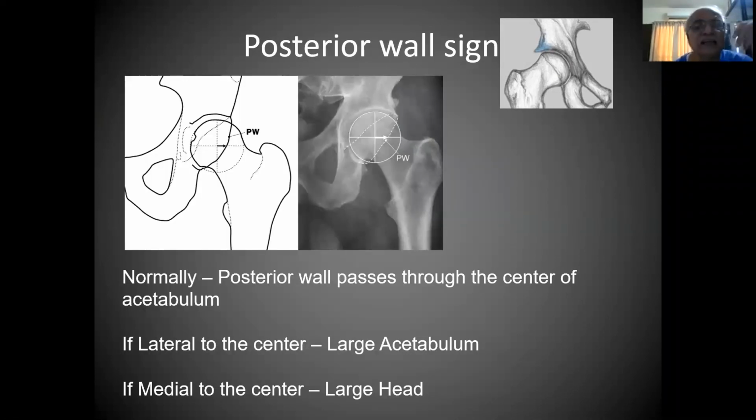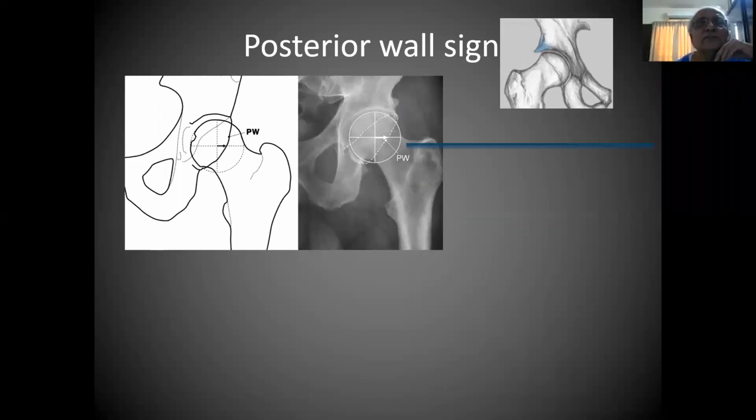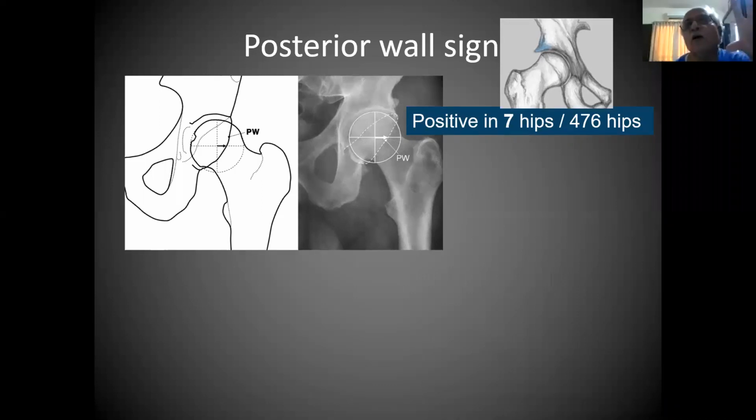Then posterior wall sign, normal, which I already explained to you. So I'll just go this way, fast. So this was not very common. The protrusive effect was seen in only seven patients, just less than 1.5%. So posterior wall sign was not very much in India.